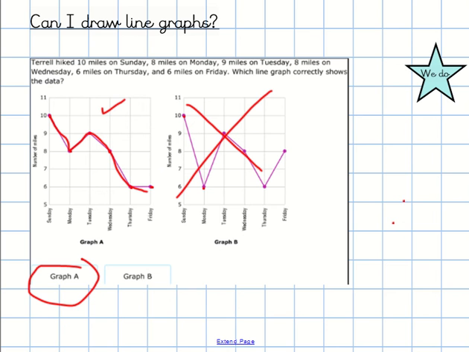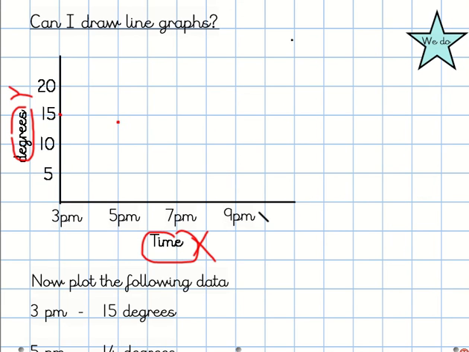So you need to go away and you need to draw those line graphs that we've just looked at today. And you need to remember the following things. The x-axis represents time, the y-axis represents the thing you're measuring, and to plot your points really, really neatly.